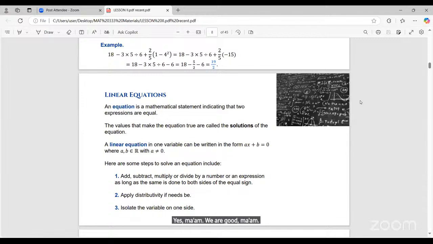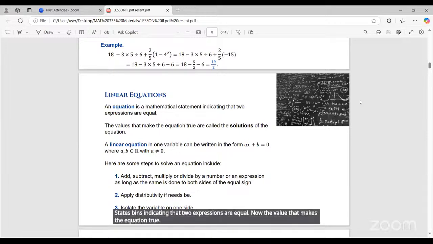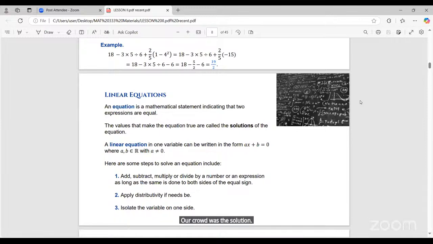Okay, so let's look at our linear equations. An equation is a mathematical statement indicating that two expressions are equal. The values that make the equation true are called the solution. A linear equation in one variable is of the form ax plus b equal to 0, where a and b are constants in R, with a not equal to 0.